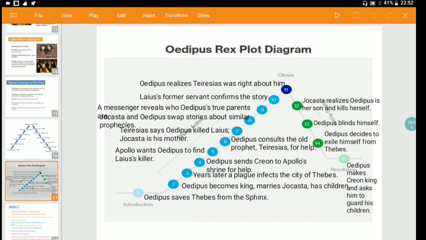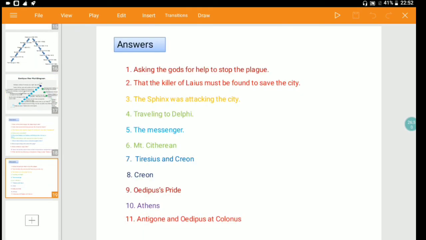The answers are like this here. Just keep note of them, pause the video, and observe. Look at whether your answers are right or not.